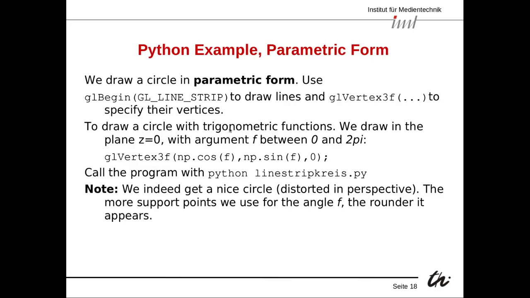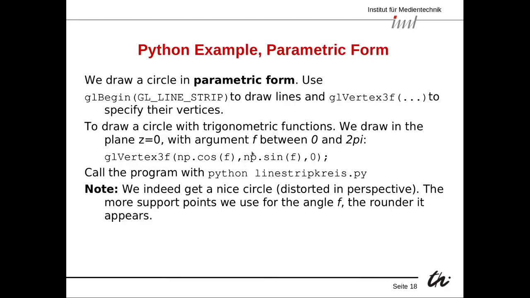To draw a circle with trigonometric functions, we draw in the plane z equals 0 with argument f between 0 and 2 pi. So now comes the circle. Here we make those points, x and y, and then we connect those points with our vertices. You can see it. Here I define the points, the edges, using our trigonometric functions: the cosine for x and the sine for y.